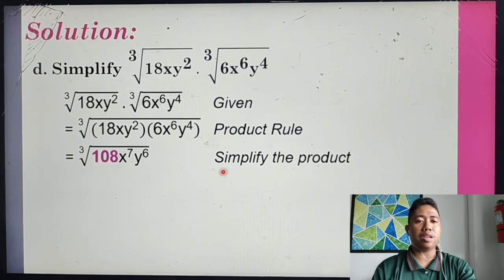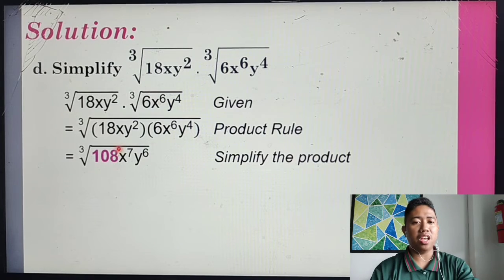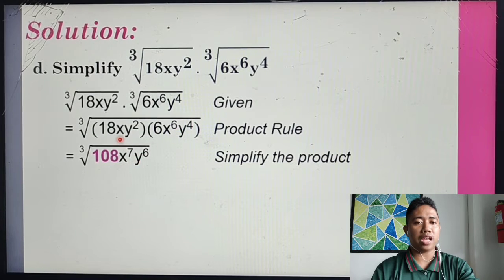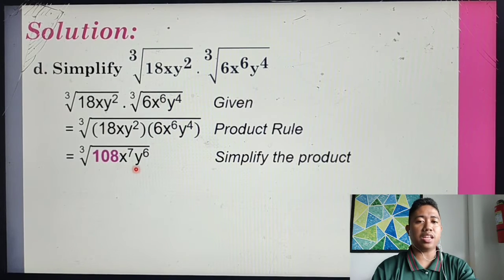The next step to do is to simplify the product. So we have 18 times 6, so we get 108. We have the literal numerical coefficient. So x times x to the 6th power becomes x to the 7th power. So x exponent is 1, and the other is an exponent of 6. So add together, we have 7th power. Next, we have the base y. So y squared multiplied by y to the 4th power. By applying the exponent rule, we have y to the power of 6. So that is the cube root of 108 x to the 7th power y to the 6th power.